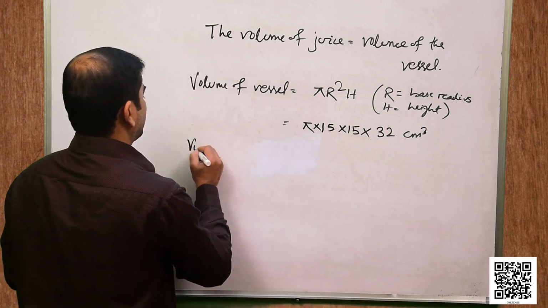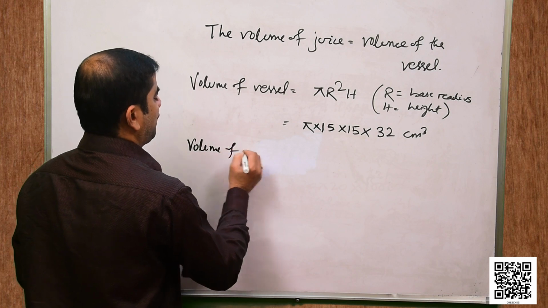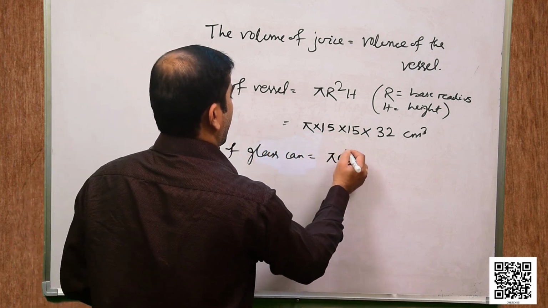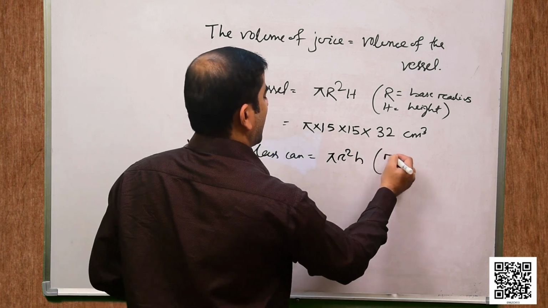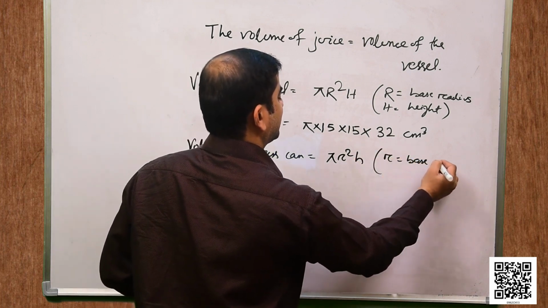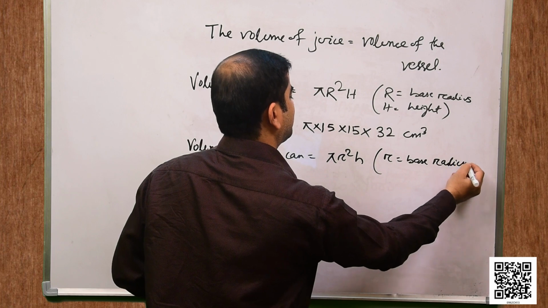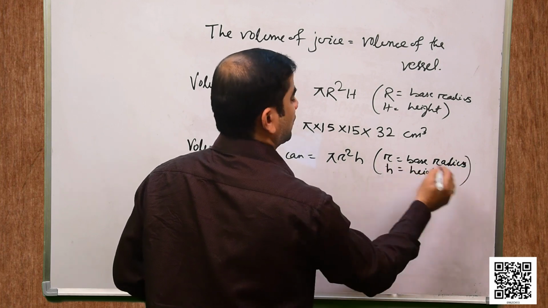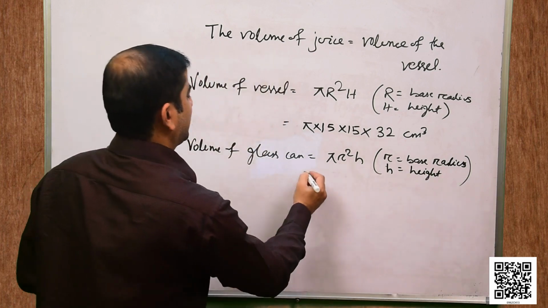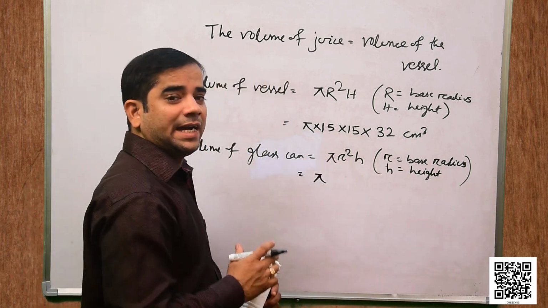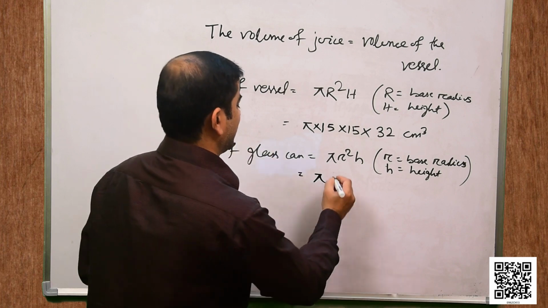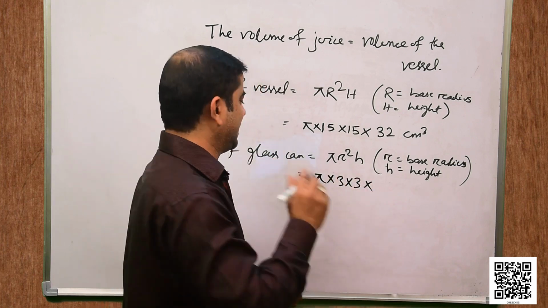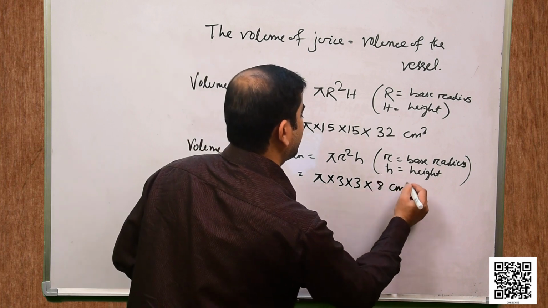Okay. So volume of glass can is equal to pi r square h. R is base radius and h is height. This is for the glass can. Okay, that is equal to pi. What is the radius of the glass can? 3 centimeter, into 3 into 3, height it is 8 centimeter. So this much centimeter cube.